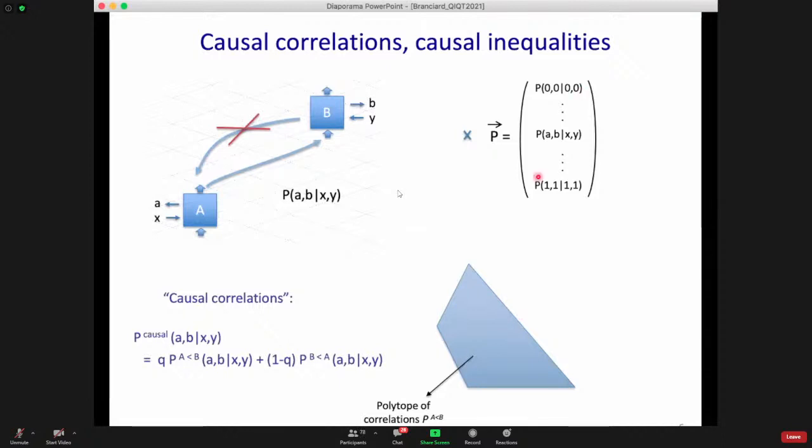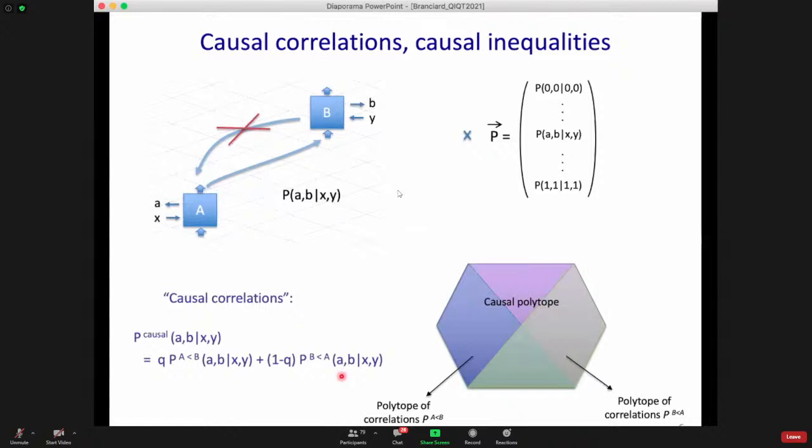So if we do it, then we can define this set of correlations that are compatible with A coming before B. And again, this is all the correlations where we find that the marginal of A doesn't depend on Y. You can do the same for the set of correlations where B comes before A, so where the marginal of B doesn't depend on X. And by definition, these causal correlations are just the convex combinations of those two types of correlations.